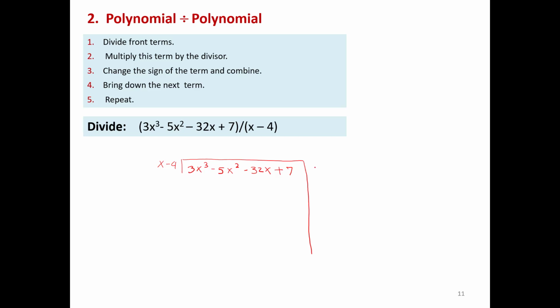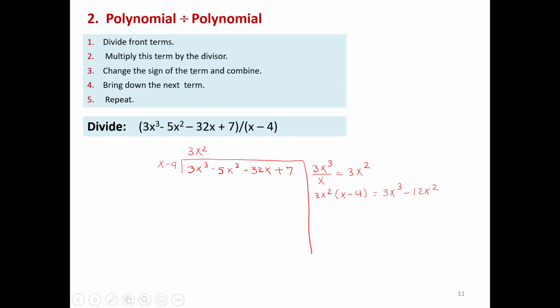Now we divide the front terms, 3x to the third divided by x. 3 divided by 1 is 3, x, 3 minus 1 is 2. Here we write 3x to the second. Now we multiply 3x squared times x minus 4. 3x squared times x is 3x to the third, 3 times negative 4 is negative 12x squared. We multiply this term times the divisor.